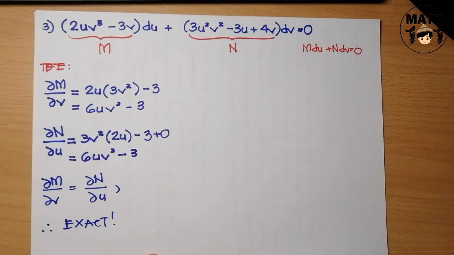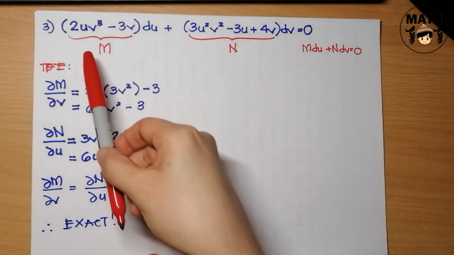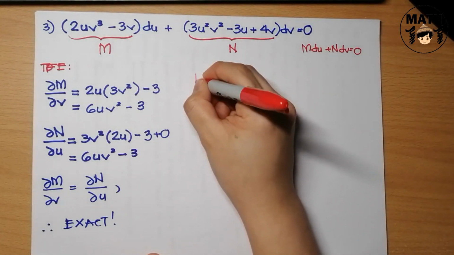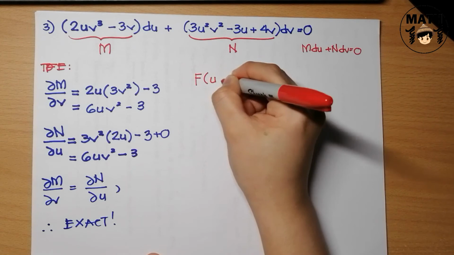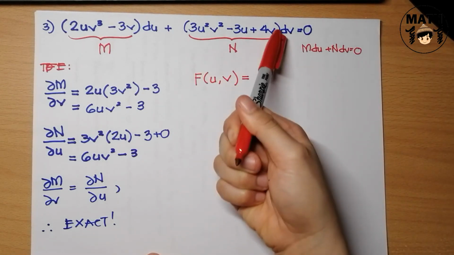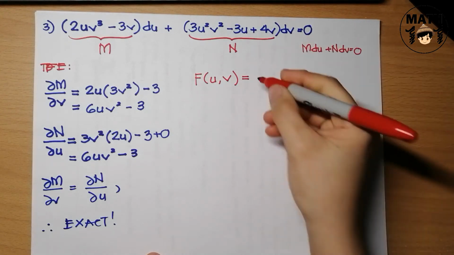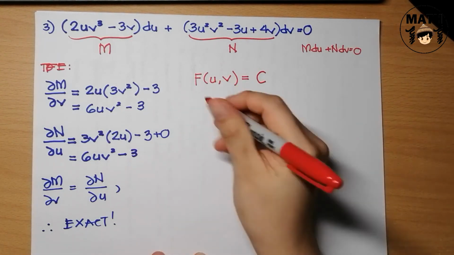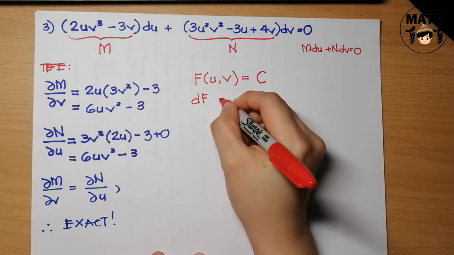Dahil iba yung variable na ginamit natin for this, isulat natin yung definition niya. So dahil ang variables natin ay u and v, so ang hinahanap nating function ngayon dito is the function f in terms of the variables u and v. So ang total differential nito ay equal dito. And dahil ito ay 0, so siya ay equal sa isang constant. Define lang natin yung total differential ni f.